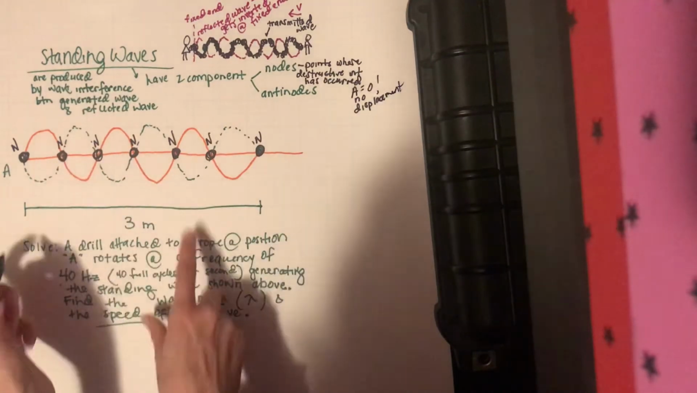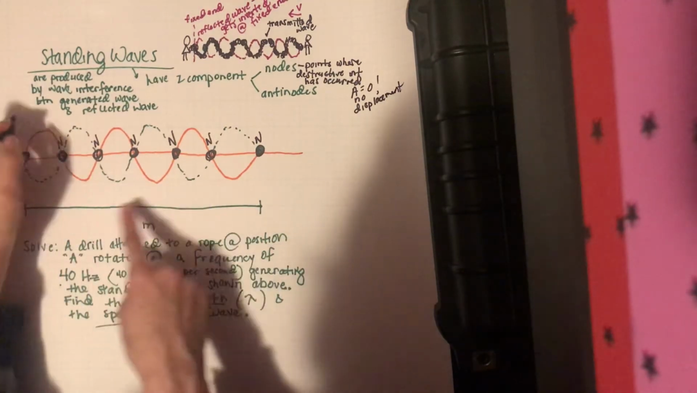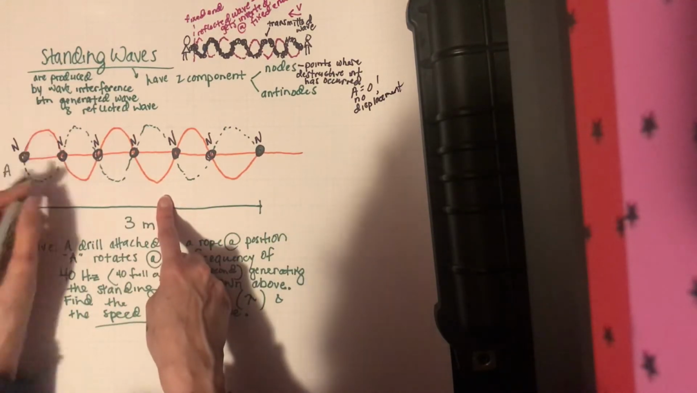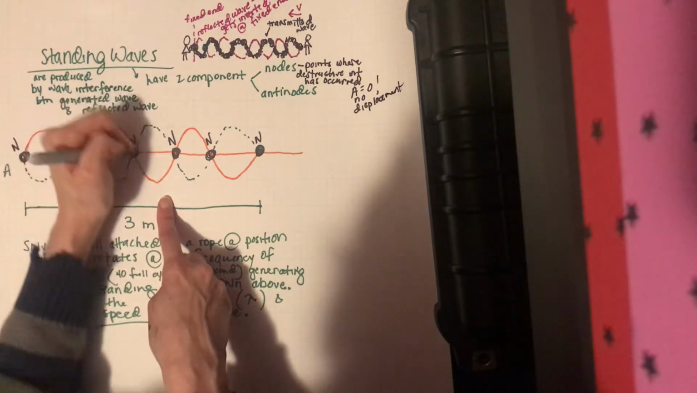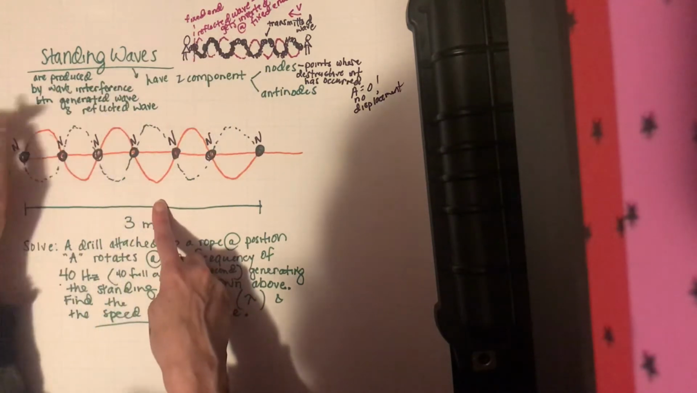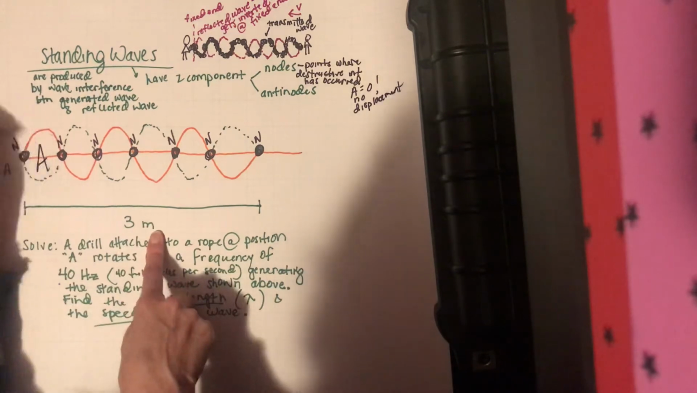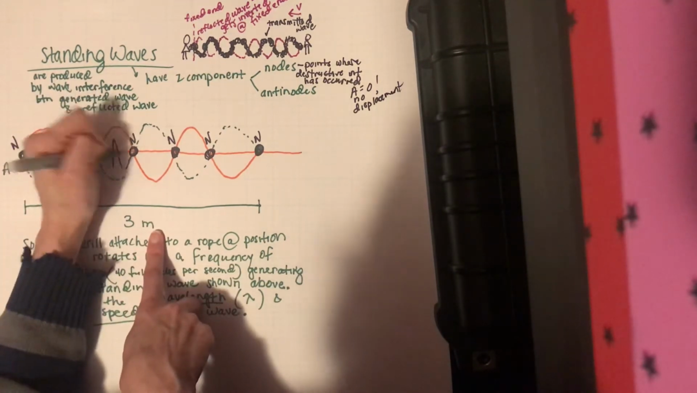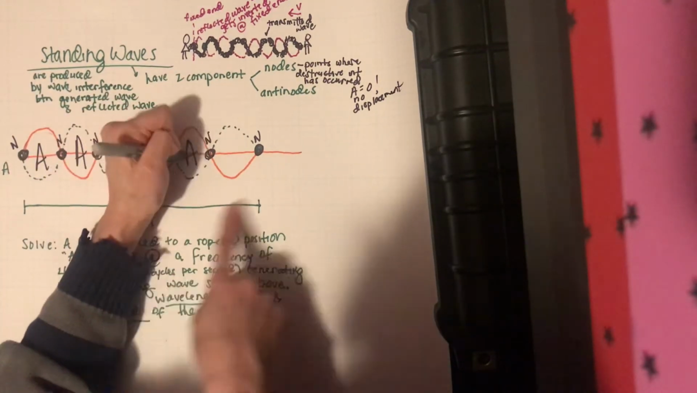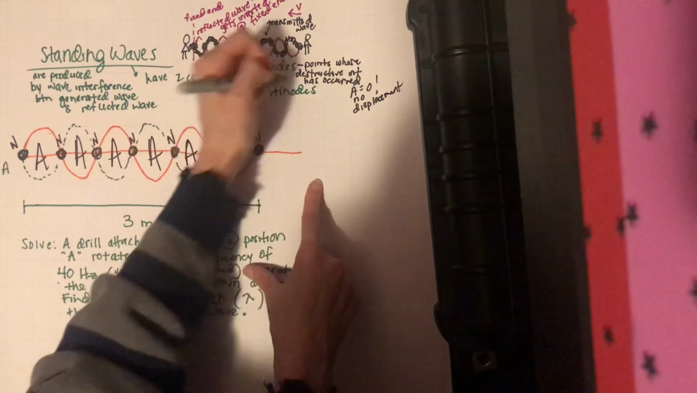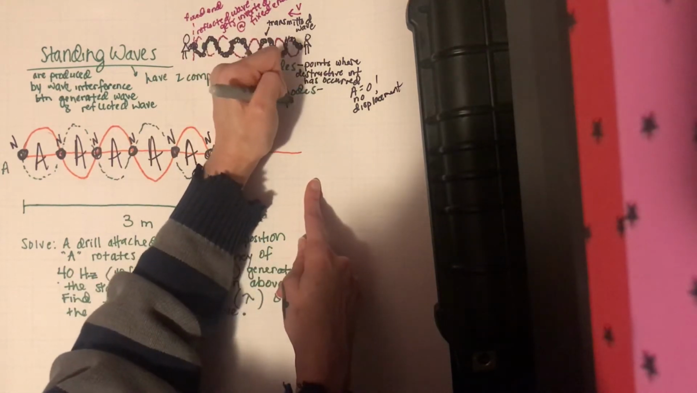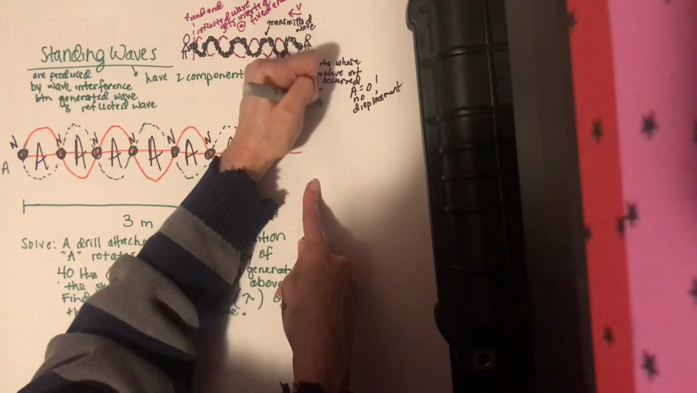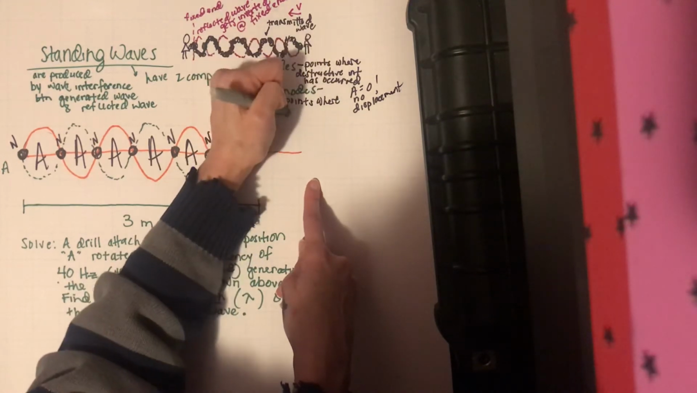On the other hand, you get these maximums that look like little bubbles because, again, you have your generated wave and you have your reflected wave. And we refer to these bubbles as antinodes. And antinodes are points where constructive interference has occurred.